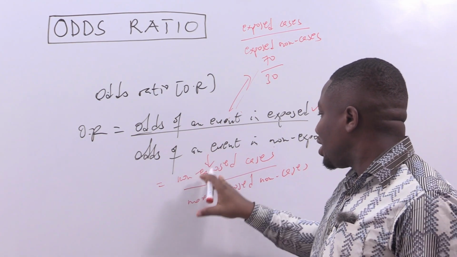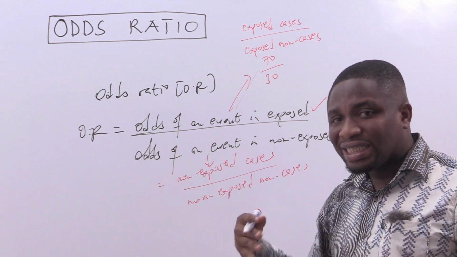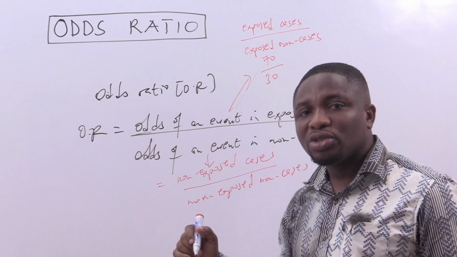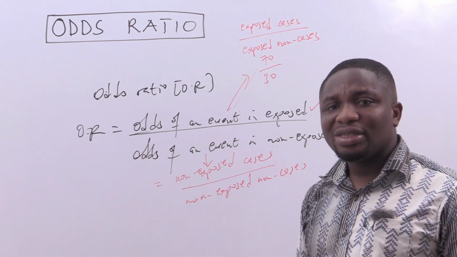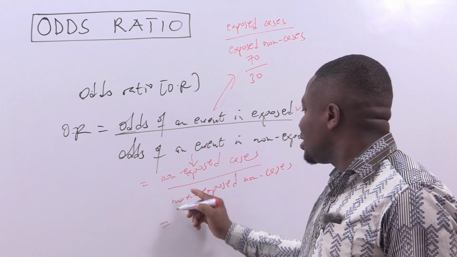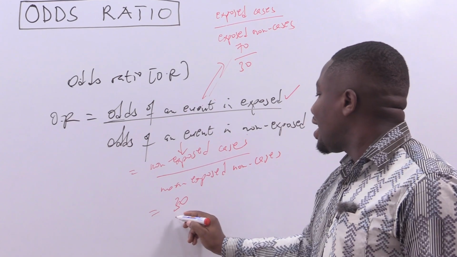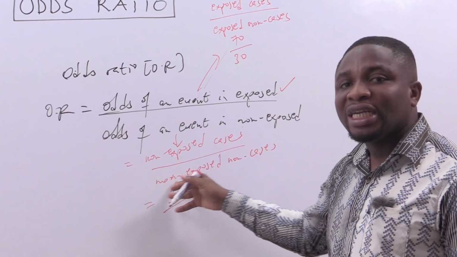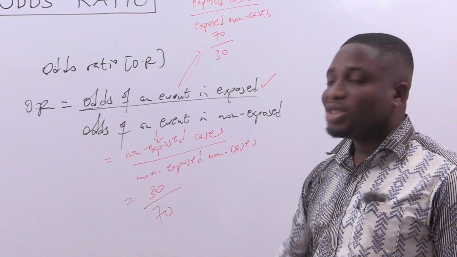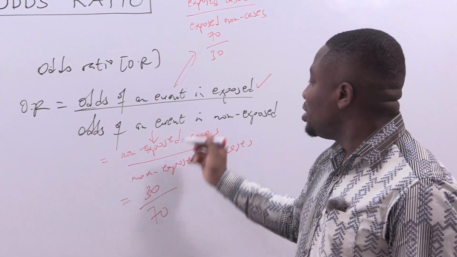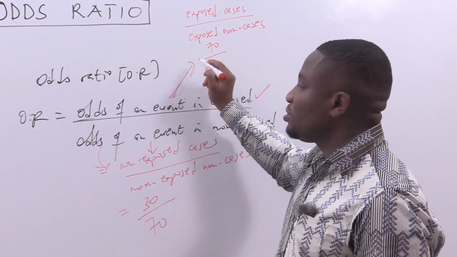The numerator here means that they have not been exposed and they developed the disease. So in the example I gave, 100 people non-exposed, 30 developed the condition and 70 did not develop. That's going to give us 30 who were non-exposed and developed the condition, and 70 who were non-exposed and did not develop the condition. So this will give us 30 over 70. So our denominator is derived from here, our numerator is derived from here.